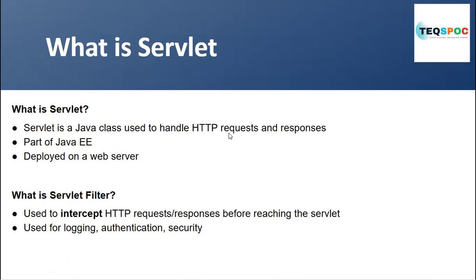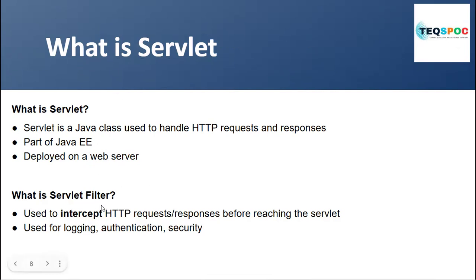In HTTP request response, we basically use the GET method to get the data, the POST method for posting data, the PUT method to update the data, and the DELETE method for deleting it. That is a part of Java JEE, and that basically helps us to deploy the web server.